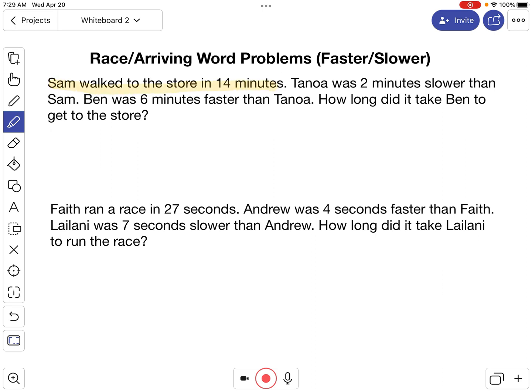Sam walked to the store in 14 minutes. Tanoa was 2 minutes slower than Sam. Ben was 6 minutes faster than Tanoa. How long did it take Ben to get to the store?